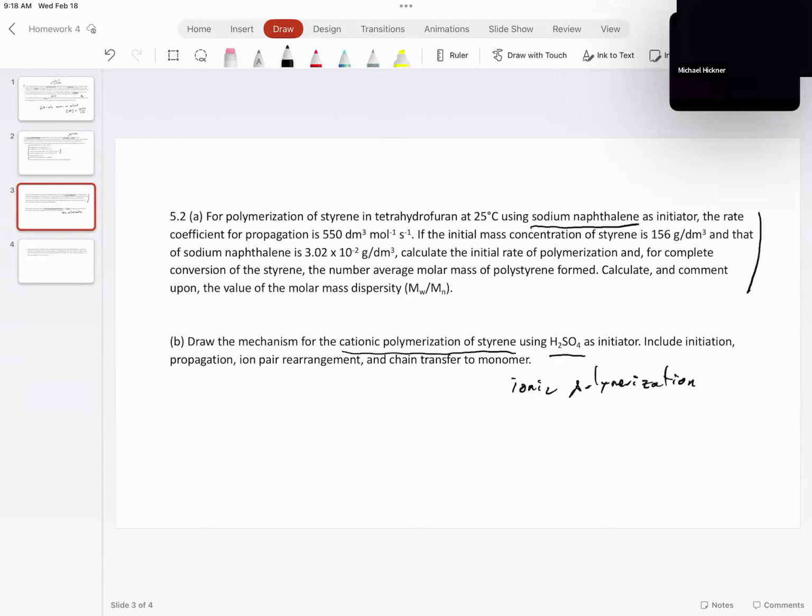So this is anionic polymerization, and it's anionic polymerization of styrene. Again, you have some indications of what the rate coefficient is for propagation. We have an idea of what the concentration of monomer is and the concentration of initiator. However, this is a special case for living polymerization.